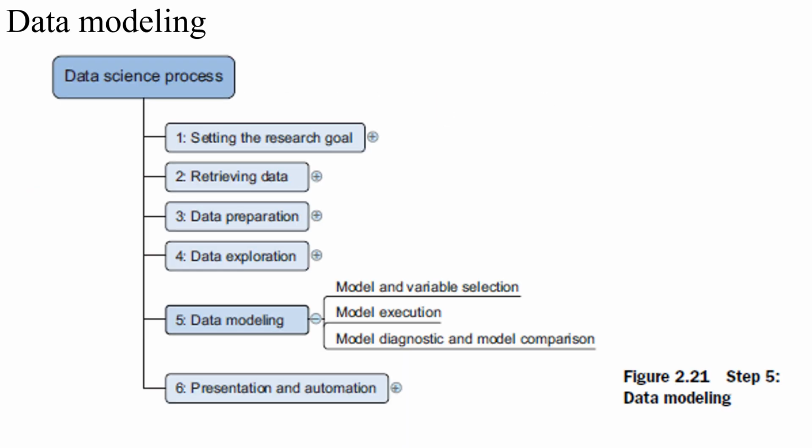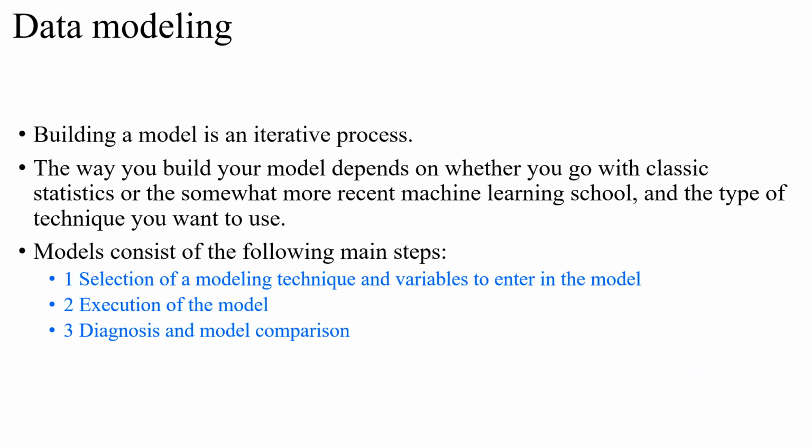The next topic is modeling. We have understood setting the research goal, retrieving data, data preparation, and exploration. Now we have come to the last section, which is modeling. First we have to choose the model and the variables for it, and execute the model. Then we do model diagnosis and model comparison. Finally we go for presentation and automation.